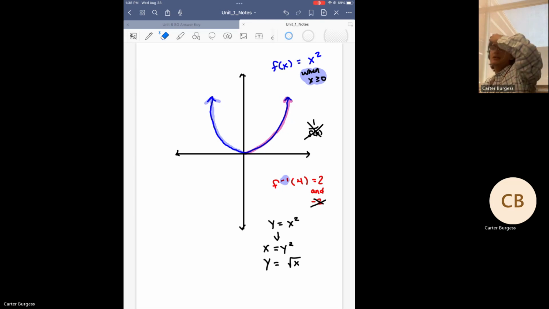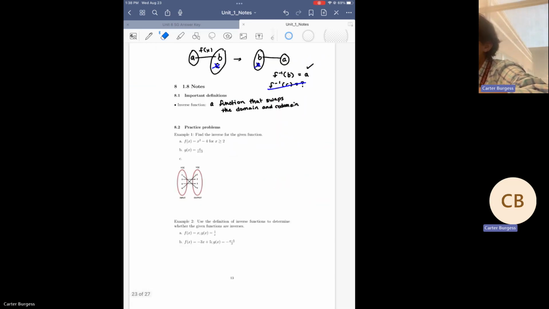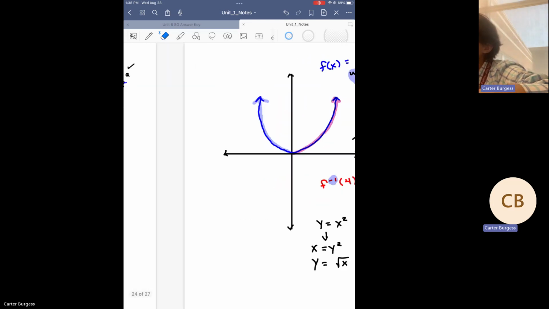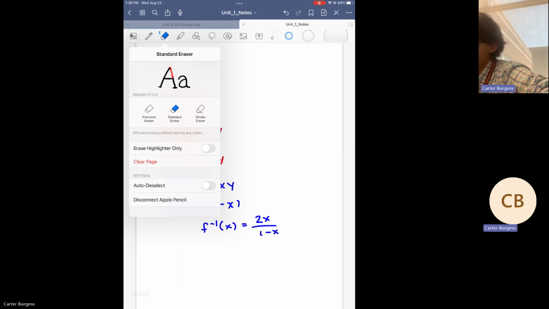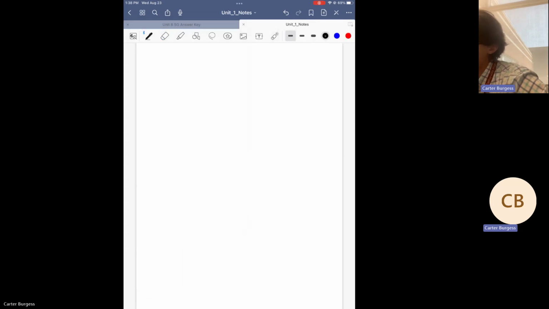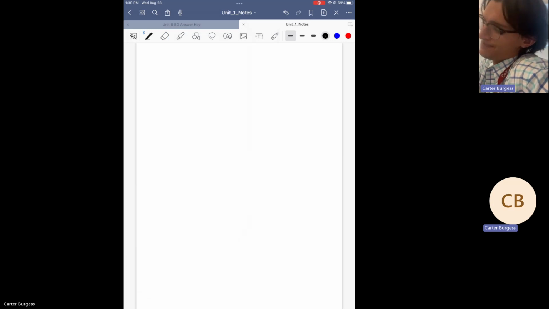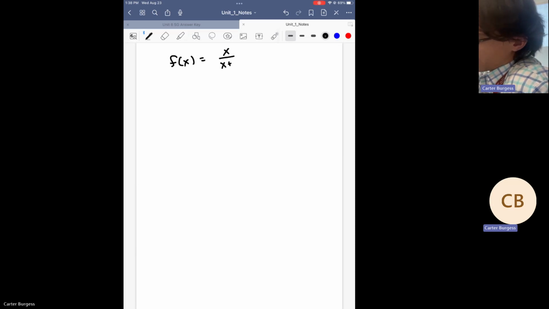Okay. We don't have questions here. Let's take a look at a couple of the examples. I want to actually together take a look at example 1b here, because that one's a little bit tricky just in terms of the algebra. All right. So f of x here equals x over x plus 2.